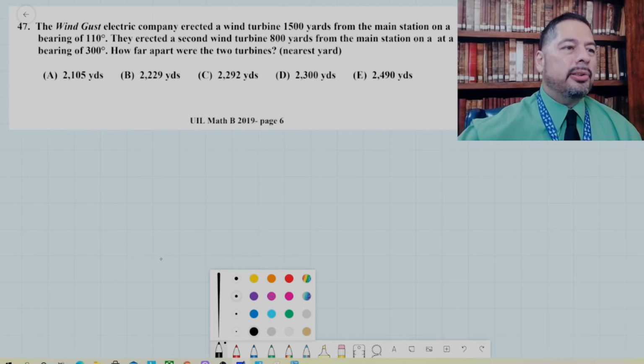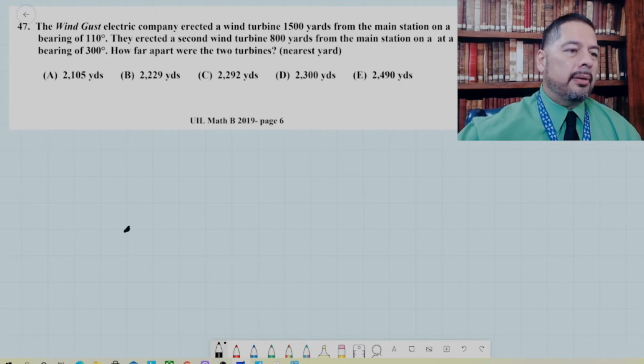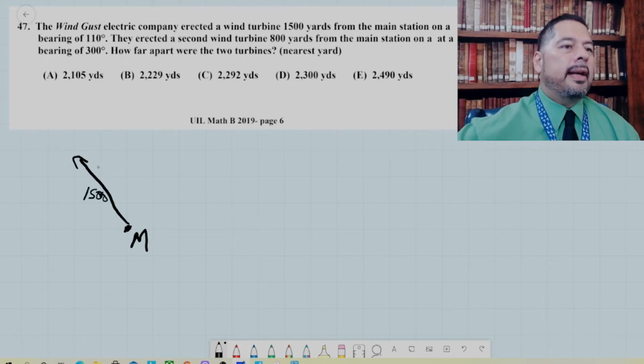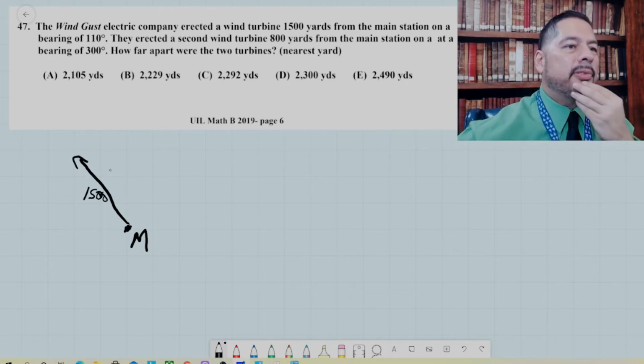So the Wind Gust Electric Company erected a turbine 1,500 yards from the main station. So let me call this the main station right here. Main station. You want it 1,500 yards from the main station on a bearing of 110. So 90, 180, it'll be about something to that effect, and that's 1,500 yards. That's one of the turbines that they erected 1,500 yards from the main station.